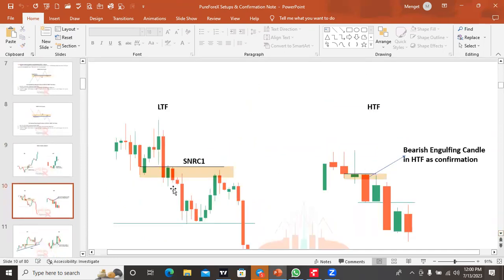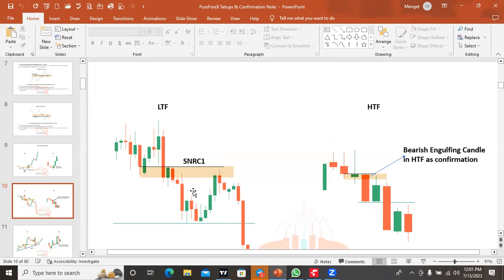Let's continue. This is another example of SNRC1. This is SNRC1 sell setup. The first one was SNRC1 buy setup, so this is SNRC1 sell setup. This is a strong support aligned with what? Drop, base, drop. When the market comes back there, we sell.